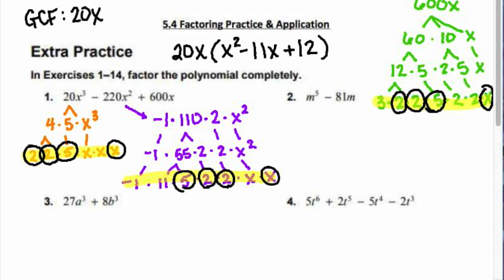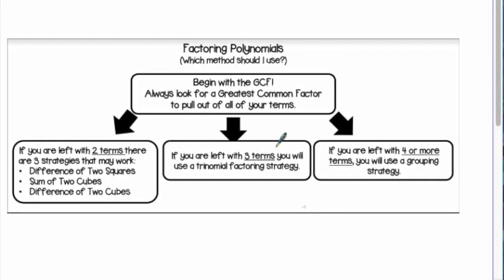So after pulling out the GCF, we want to take a look at what is left here, and there are 3 terms here. So I'm going to come back over to the flow chart. We pulled out the GCF. Do we have 2 terms, 3 terms, or 4 terms? We have 3 terms, and it says a trinomial factoring strategy. The 2 that we used were the box method and grouping. Either one of those 2 methods will work just fine for you.